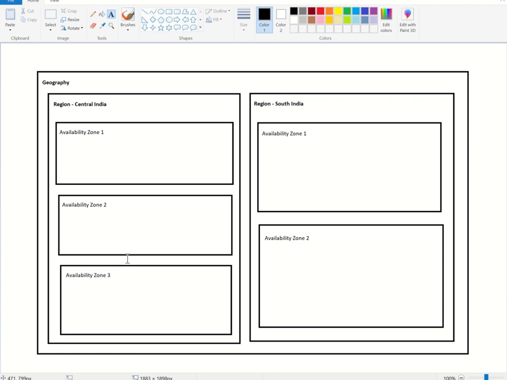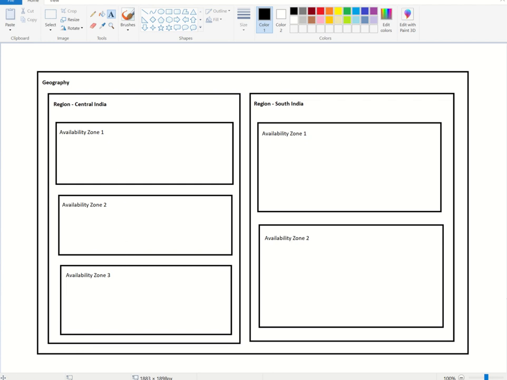So the physical separation of these availability zones is 75 miles. If you see, there are three zones in Central India. These three availability zones are separated by 75 miles or 120 kilometers. So the distance between them is 120 kilometers basically. So with these availability zones, as I explained, comes the replication of data.